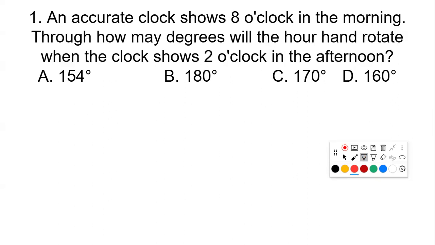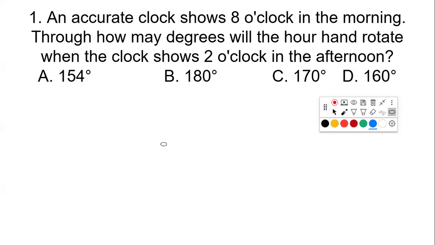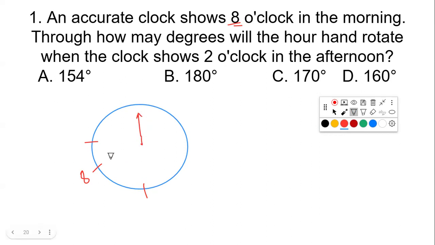An accurate clock shows 8 o'clock in the morning. If you draw a simple clock, you will be able to understand. So if I draw a simple clock like this, just to make you understand. First it shows 8 o'clock. So this is 9, say this is 6. Where will my 8 be? Say this is 8 o'clock. Don't go by the lines, they may not be accurate.